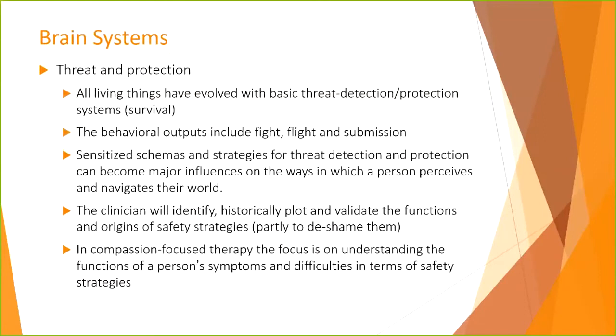CFT proposes that there are three basic brain systems, and the first one is threat and protection. All living things have evolved with a basic protection or survival mechanism. And we're all going, well, yeah, of course. The behavioral outputs of the protection system include fight, flight, and submission. And we can all think of times where we've done one of those three.